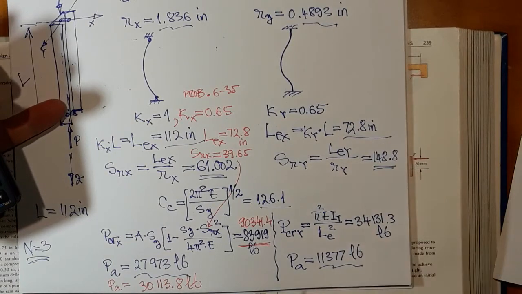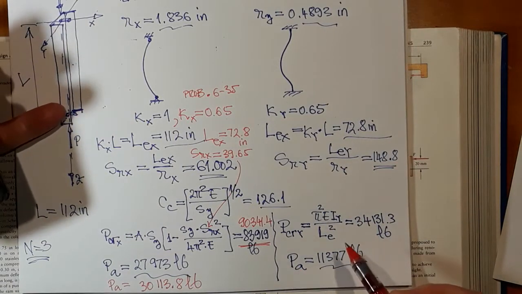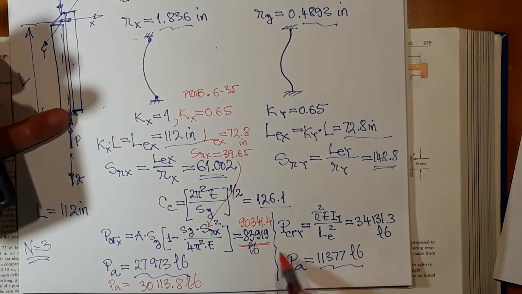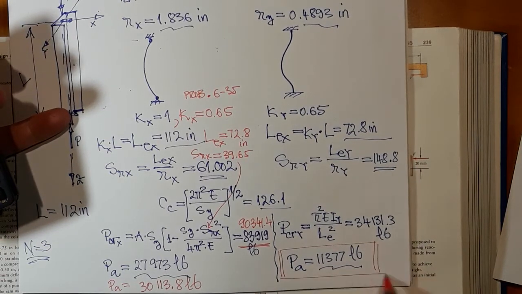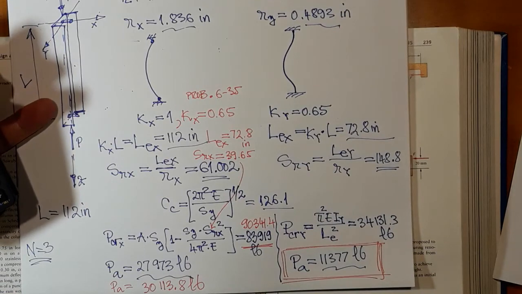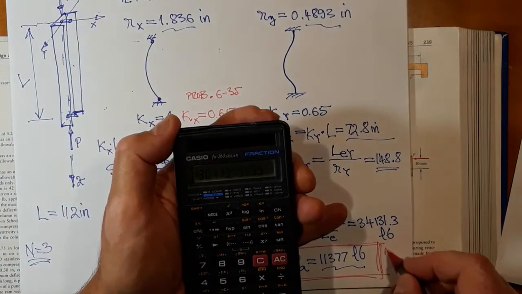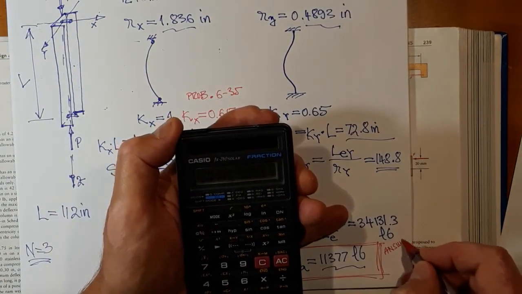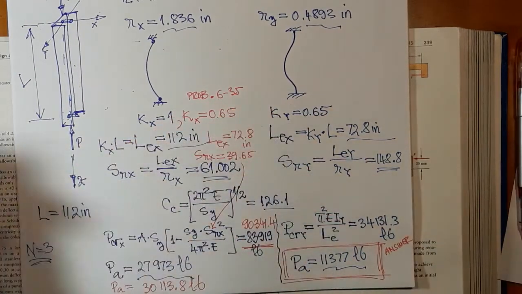Again, this stays the same. The answer is the same as for the previous problem. The smallest value is this one. Okay, so this is the answer. And this is the answer. I can use the blue answer.